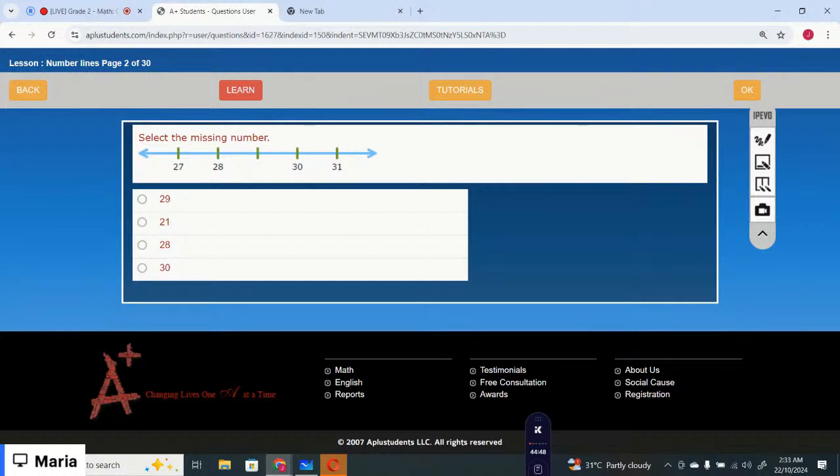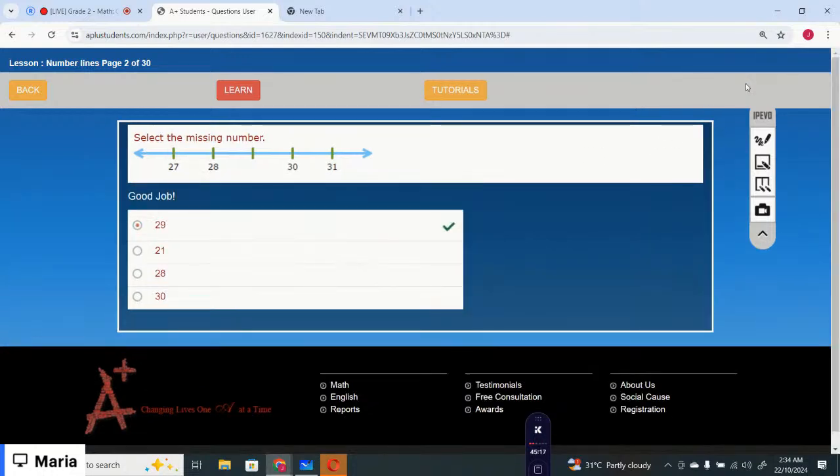Select the missing number. So right after 28, which is the next number? The correct option is 29. Option number 1 is the correct option, that is 29.